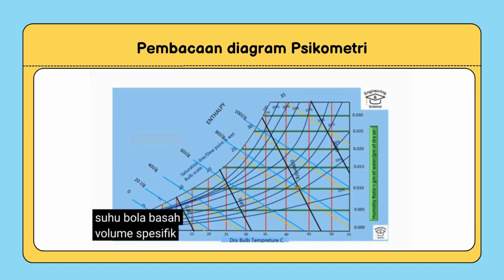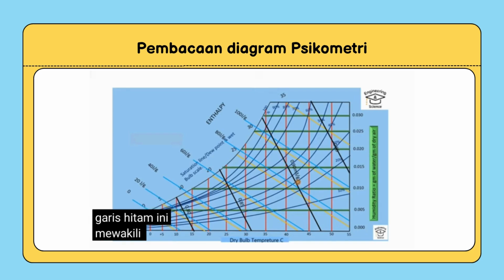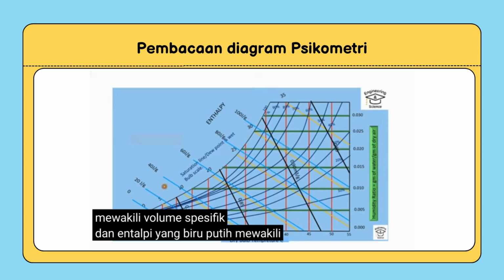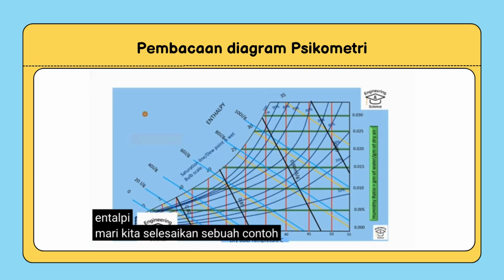Specific volume is represented by these black lines, and enthalpy is represented by the white-blue lines. Let us solve an example.